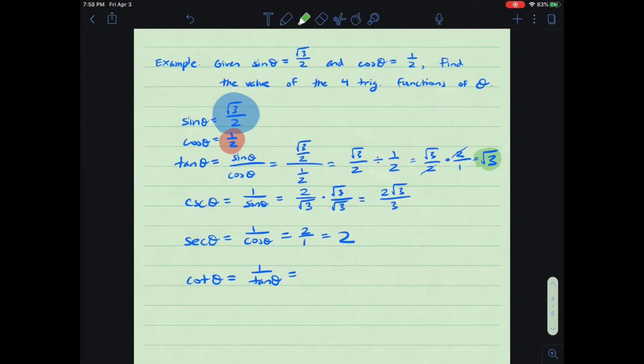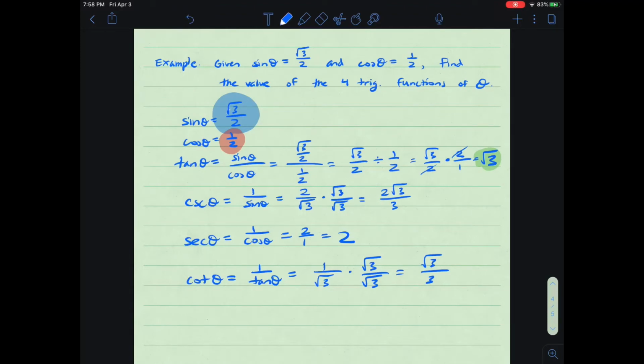And the reciprocal of that would be 1/rad3. Once again, you want to rationalize the denominator, and you'll get rad3/3. Now, if you noticed, when I found cotangent of theta, I didn't do cosine over sine.